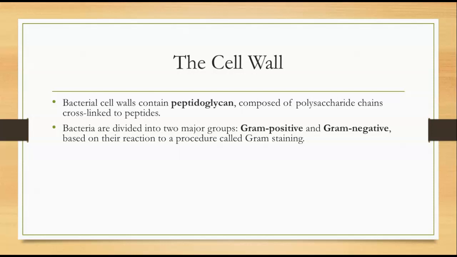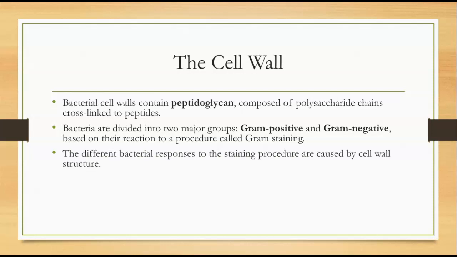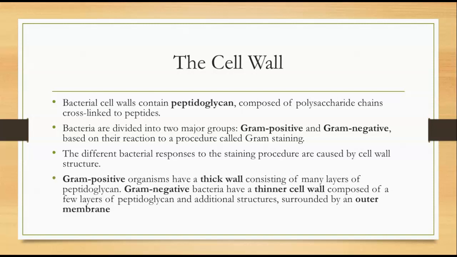Bacteria are divided into two major groups, the gram-positive and the gram-negative. That's based on their reaction to this procedure where you put some purple dye, called a gram stain. The different bacterial responses to this staining procedure are caused by the differences in their cell wall structure. Gram-positive organisms have a thick cell wall. It has many layers of peptidoglycan, while gram-negative bacteria are going to have a thinner cell wall composed of just a few layers of peptidoglycan and some additional structures surrounded by an outer membrane.